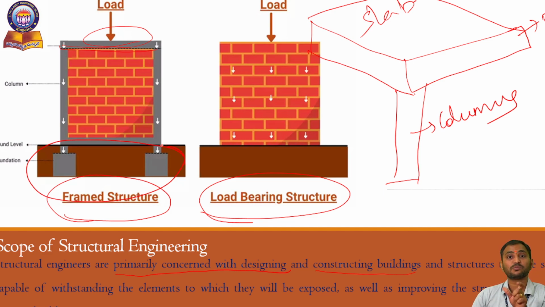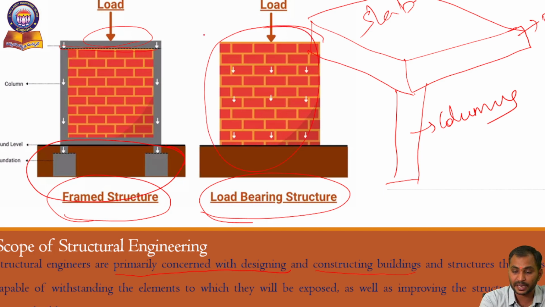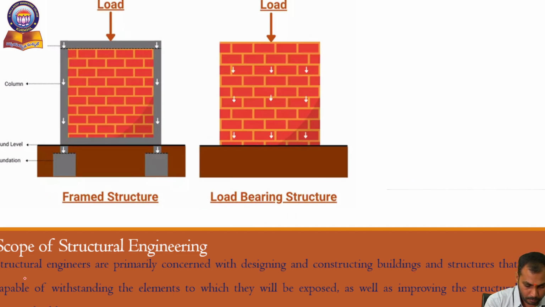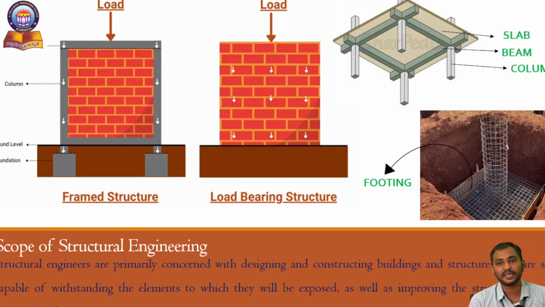So this is the small difference between framed structure and load bearing structure. What is a load bearing structure? It is nothing but walls without beam, column or any foundation part, the construction of a brick wall. That is called a load bearing structure, or else masonry structures we can also say. So beams, columns, ground level and foundation. Next, you can observe here in this image.